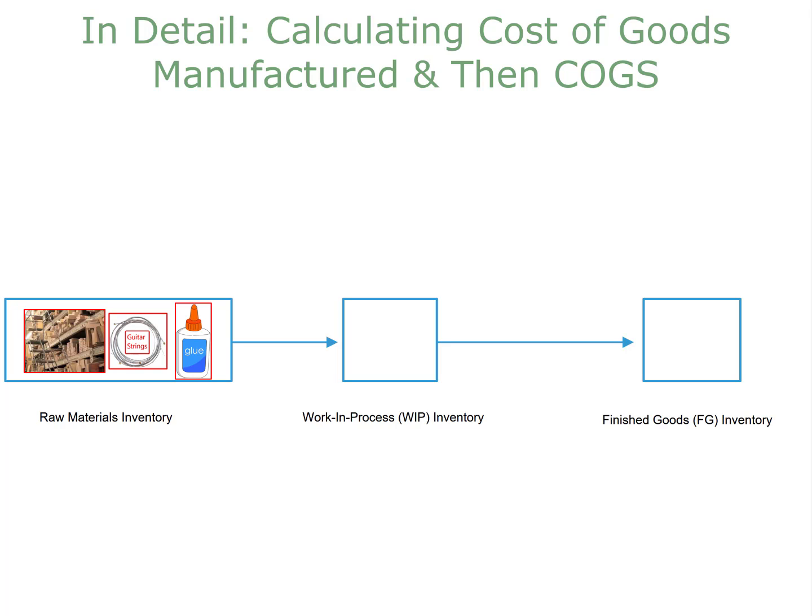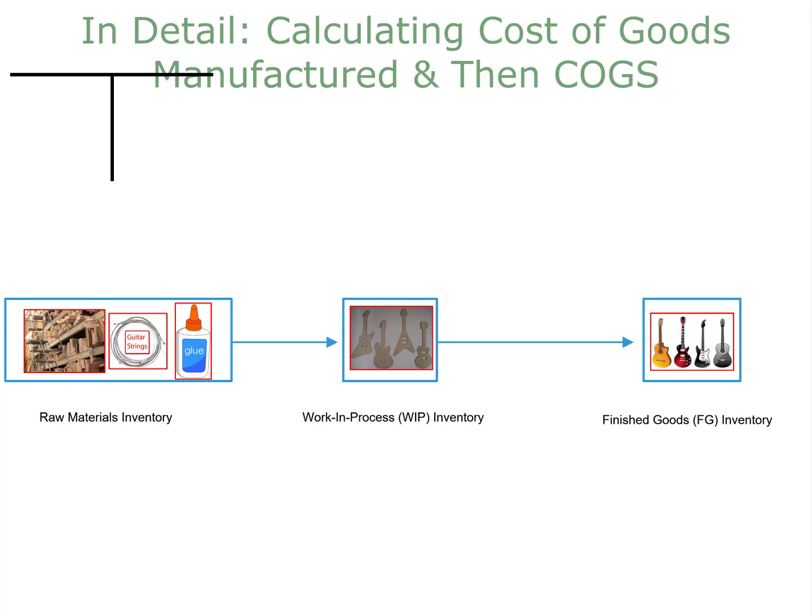To start a guitar, a worker takes raw materials out of raw materials inventory and starts working on building a guitar. These guitars in the process of being made are called work in process inventory. And once a guitar is finished, it's taken out of work in process inventory and added to the finished goods inventory. Now we need to keep track of the costs of these three inventory accounts, so we will need T accounts for each. And we also need to know which side is the plus side and which side is the minus side. Because these inventory accounts are assets, they increase on the debit side.